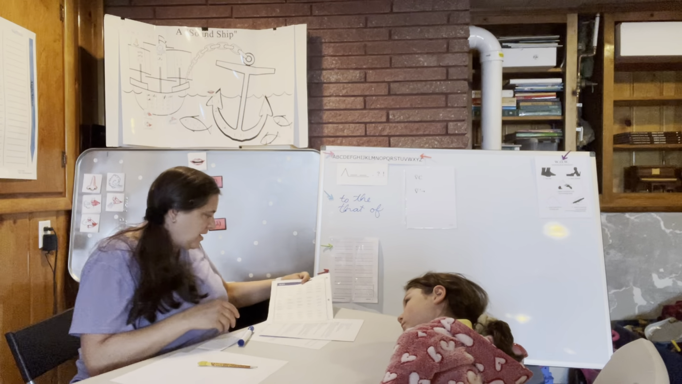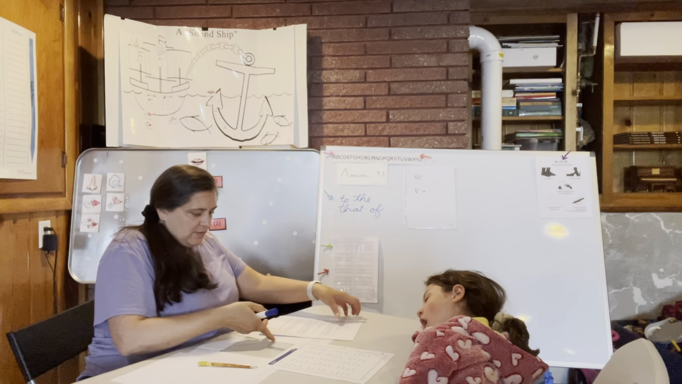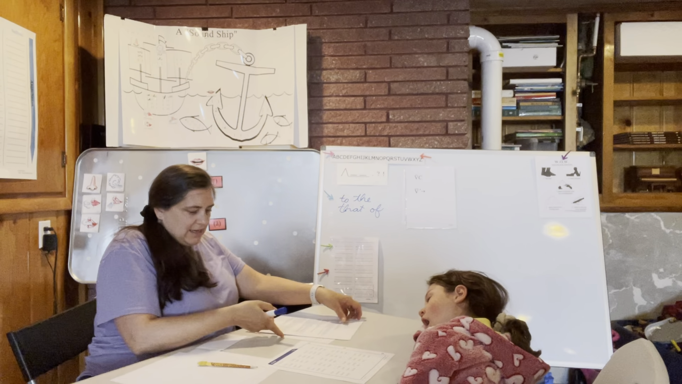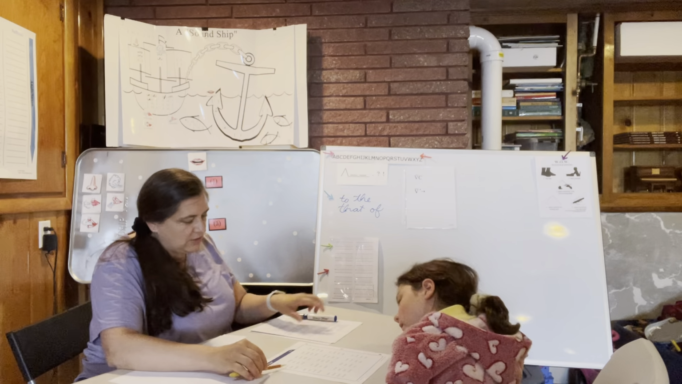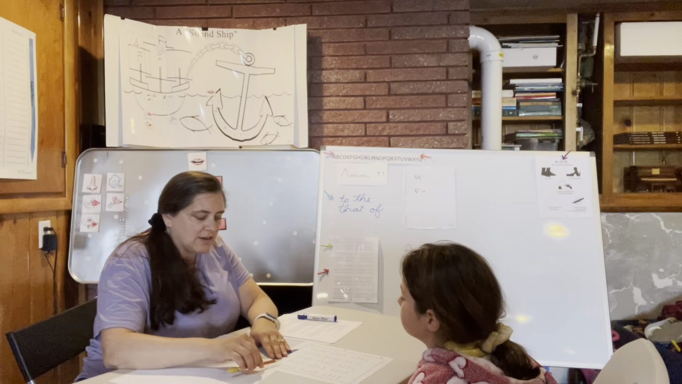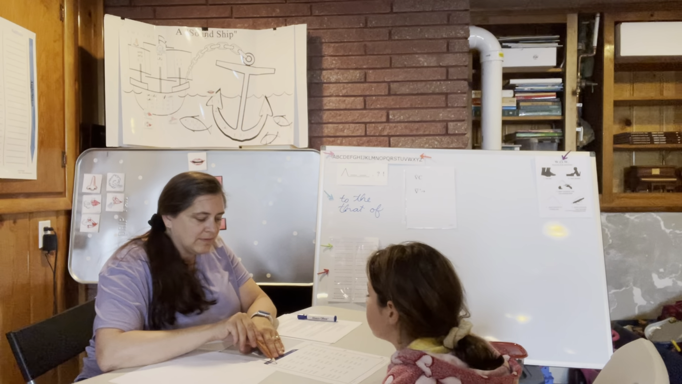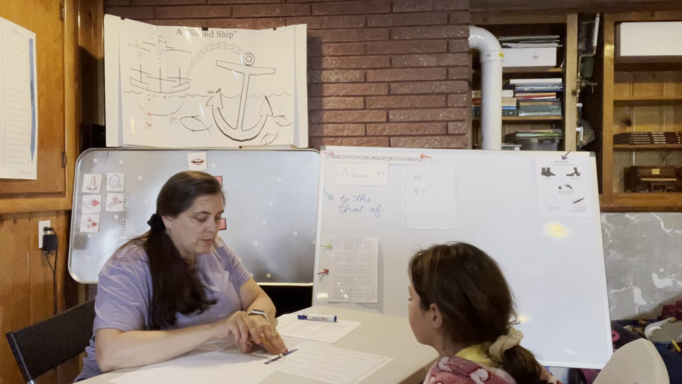words here. I think we will start with this side. So I'm going to read the first line while you echo, and then you'll read the second line. But before we do that, do you notice anything about this first line of words? They all have vowels. Okay. What else do you see?